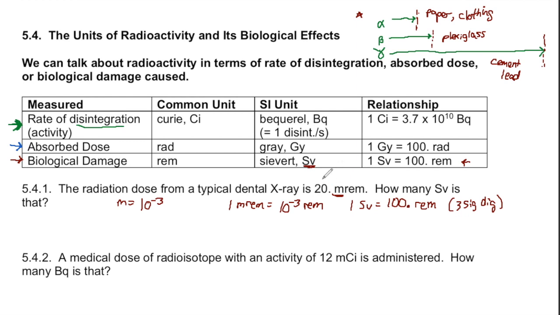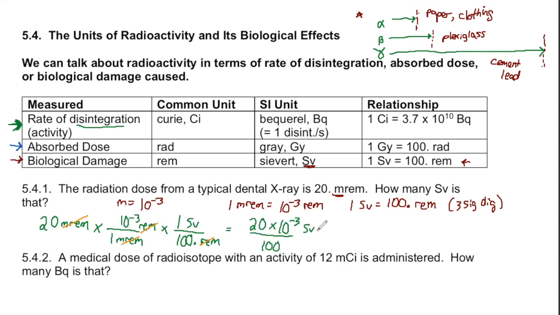So let's go ahead and do a conversion and find out how many sieverts a dental x-ray will cause. Starting with 20 millirem, 1 millirem is 10 to the negative 3 rem, and then 1 sievert is 100 rem. So this will cancel millirem and it will also cancel rem. That leaves us with sievert. The other things that are left are the 20, the 10 to the negative 3 in the numerator, and the 100 in the denominator.